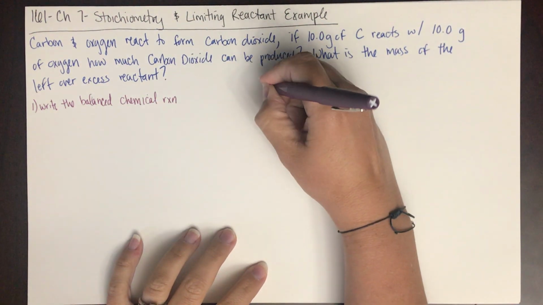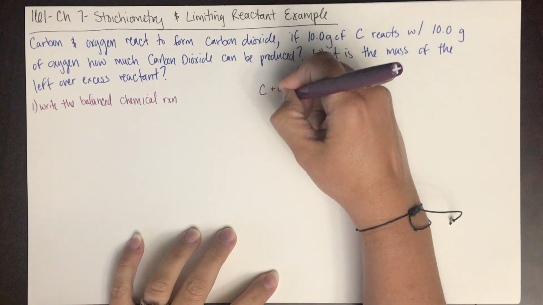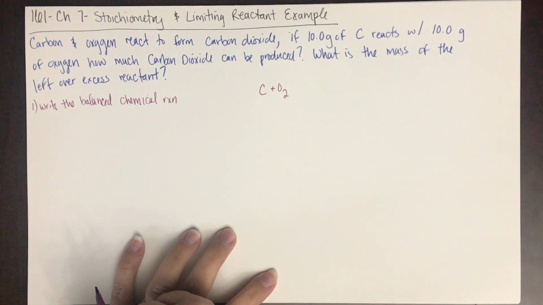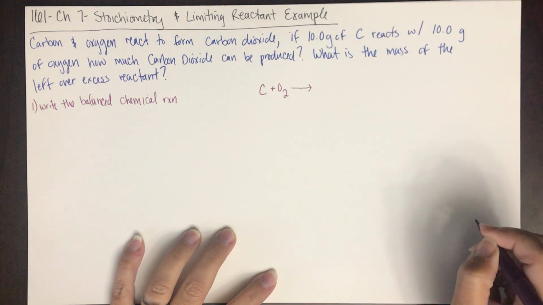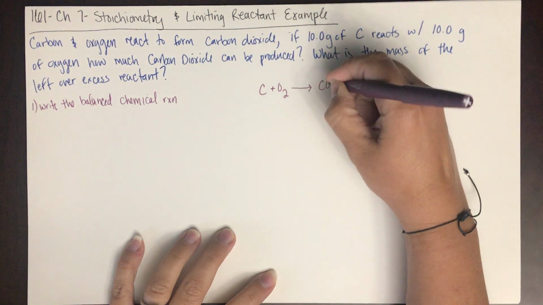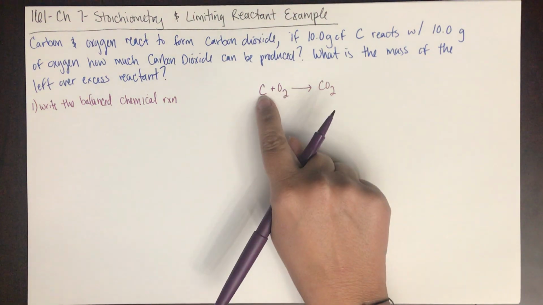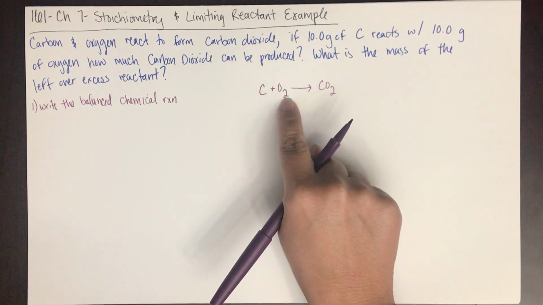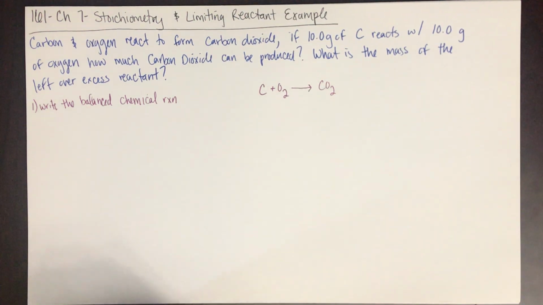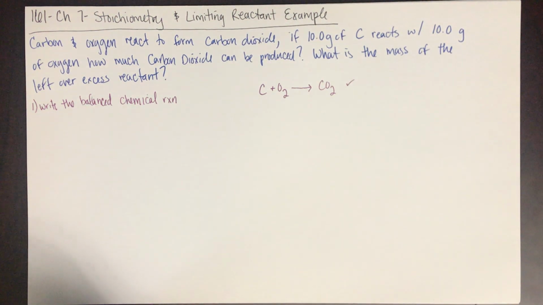So carbon is C plus oxygen. Remember, oxygen is diatomic, so oxygen means O2, not O, to form carbon dioxide, CO2. So that is the formula as it's written. Now we need to make sure it's balanced. On the reactant side, I have 1 carbon. On the product side, I have 1 carbon. On the reactant side, I have 2 oxygens. On the product side, I have 2 oxygens. So it is balanced. So there's my first step: write the balanced chemical reaction.